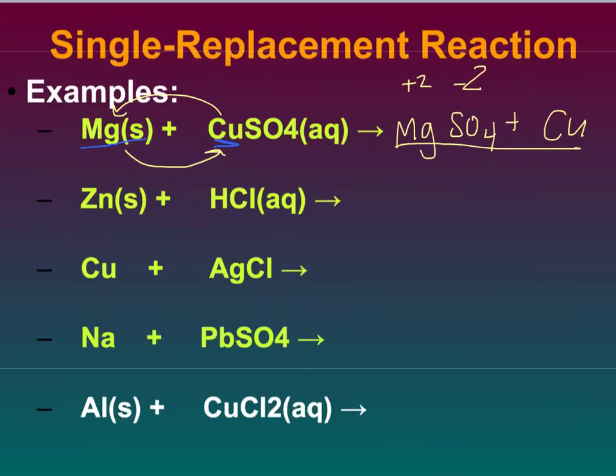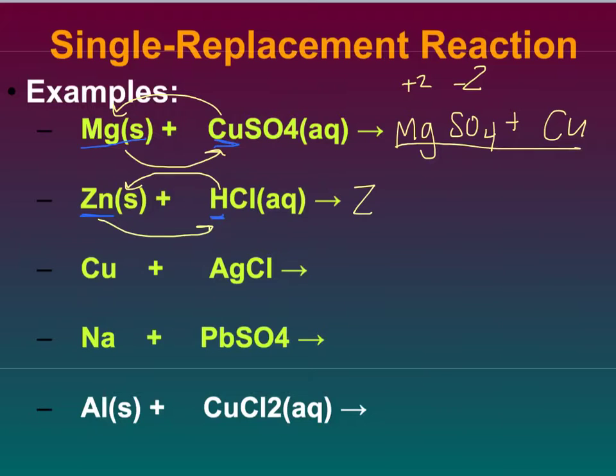So now let's take a look at the second example. Again, I'm first going to underline my metals. I have zinc, and in HCl, hydrogen actually acts as a metal. So in single replacement reactions, hydrogen acts as a metal. So what happens in single replacement? You switch your single with the one that's in a couple.